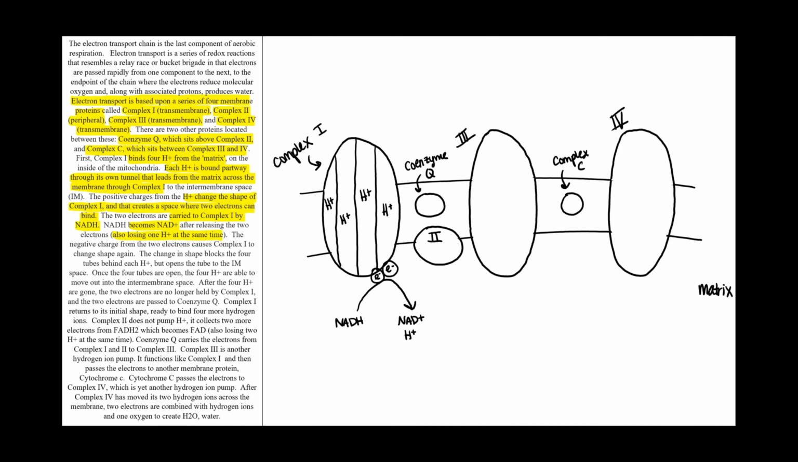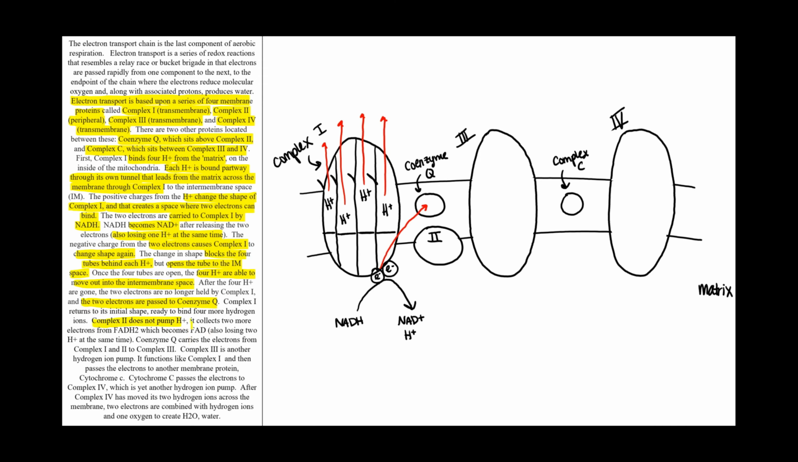The negative charges of the electrons change the shape of complex 1 and block the tunnels to the matrix while opening them to the inner membrane space. Even though we didn't know the tunnels were blocked, it's an easy thing to add. We can close the tunnels below the hydrogen ions and use diagonal lines to show the open tunnels to the intermembrane space. We'll use red arrows to show the hydrogen ions leaving the tunnel and entering the membrane space. Now the electrons are no longer wanted by complex 1, and they travel to coenzyme Q.